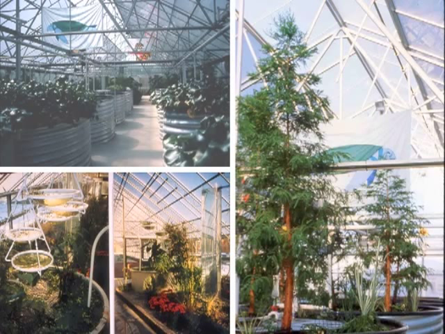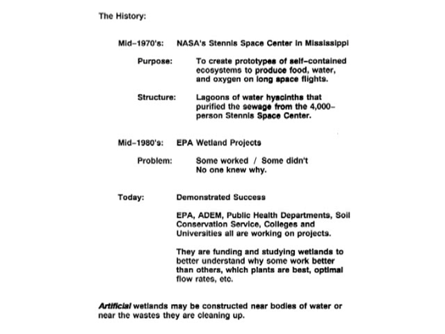This is in Maryland. What kind of trees? Cypress. Okay, they put vats with cypress trees in a big greenhouse to clean the water. So how did all this start in the United States?